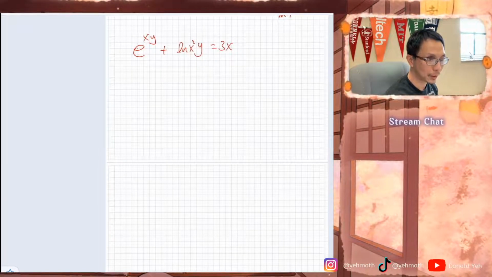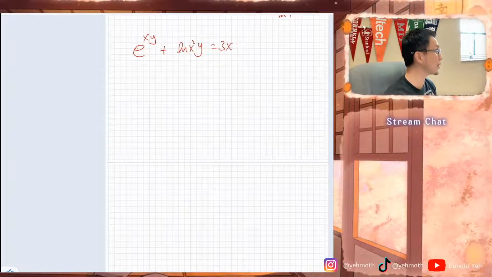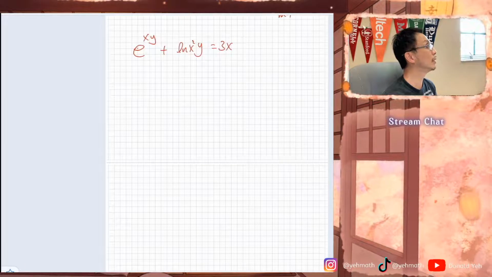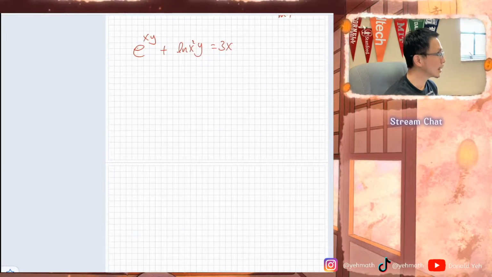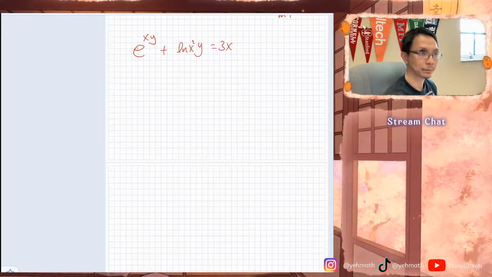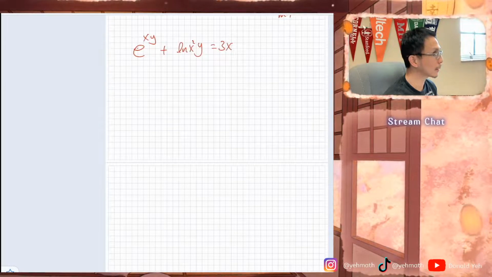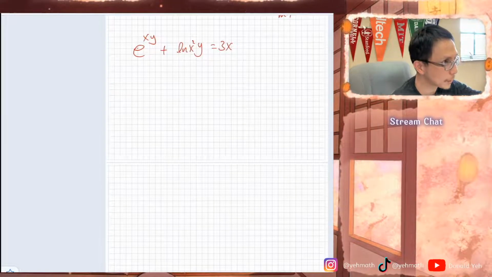So take the derivative of e to the xy plus natural log of x squared y equal to 3x. Thanks. I need you to turn in, otherwise it's not fair for other people. Thank you.